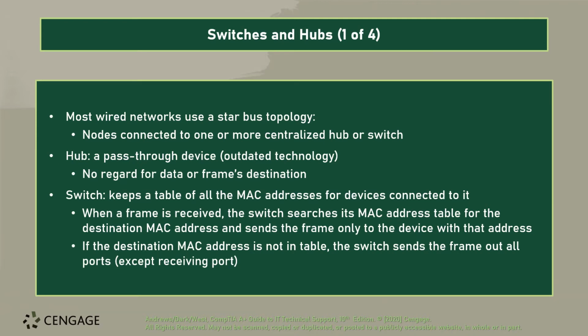It will essentially reproduce and regurgitate any data that is sent to it on all ports except for the one that it arrived on. Now, a switch is very much like a hub, but it keeps track of all the MAC addresses for devices that are connected to it. When a frame is received, the switch goes ahead and searches the MAC address table for the destination MAC and sends the frame only to the device with that address. If the destination MAC is not in the table, the switch will send the frame out of all ports except the one for receipt. Very similar to what we talked about with the regenerative properties of the hub.